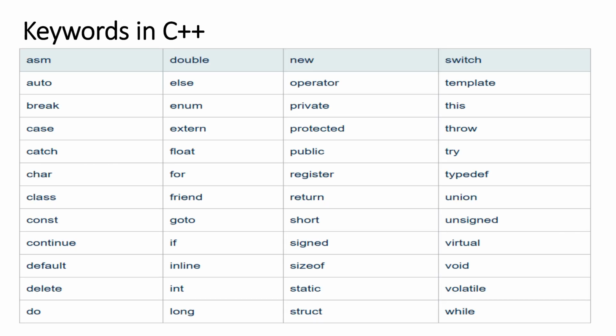Here is the list of keywords in C++. These are a few basic keywords which we use in our daily C++ programs. There are a few more keywords in C++. We'll see them in the subsequent lectures.